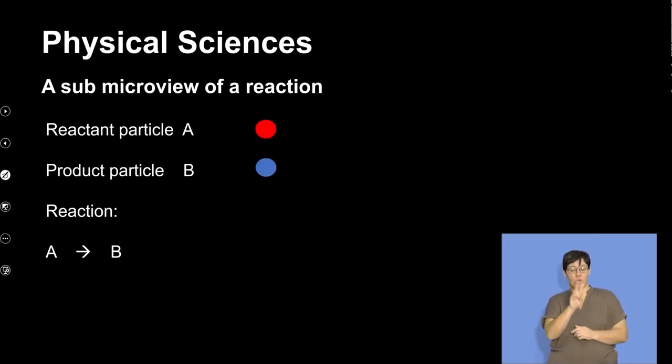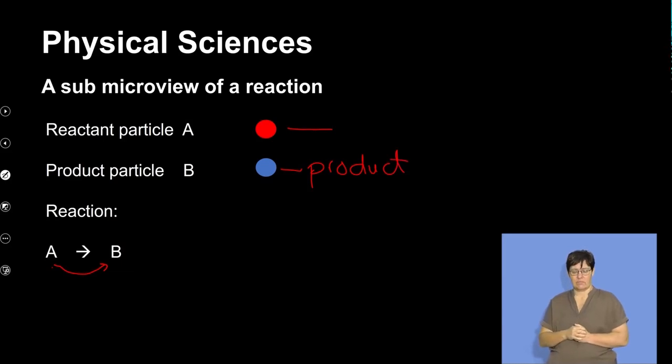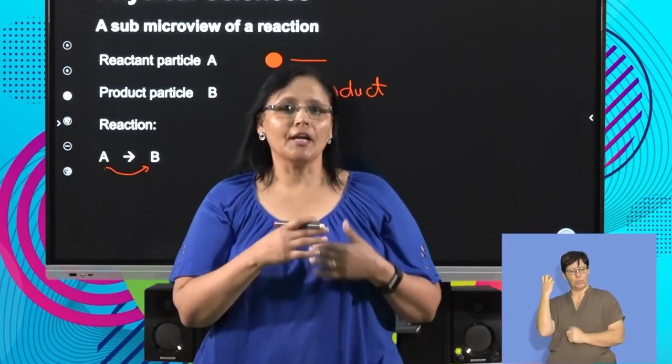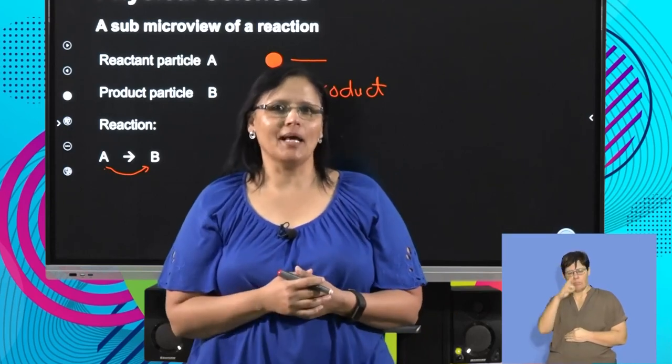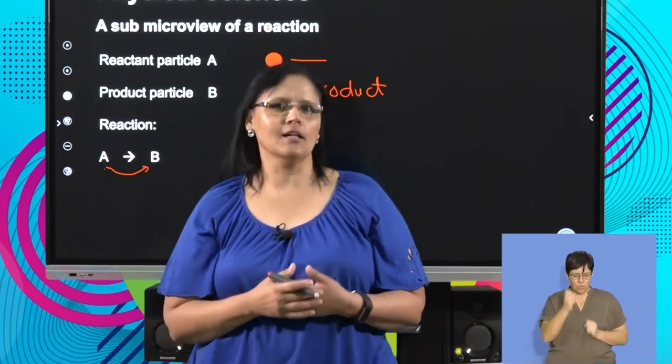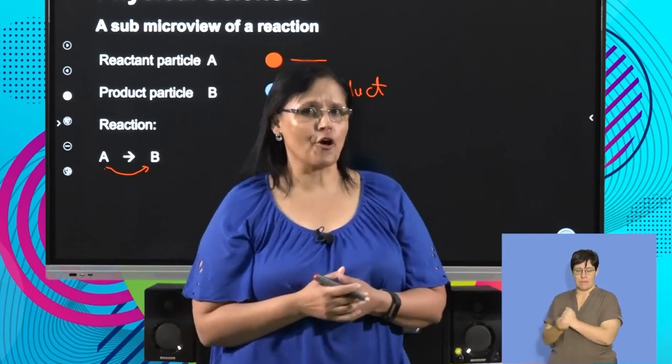So if we look at the submicro view of a reaction, let's say this is my representation for particle A, which is my reactant, and particle A converts and becomes a product, which is now particle B. And we use red for the reactant and blue for the product so that we can see what happens to the red particle during a reaction and where the blue particle comes into play and what happens to the blue particle as the reaction goes on.